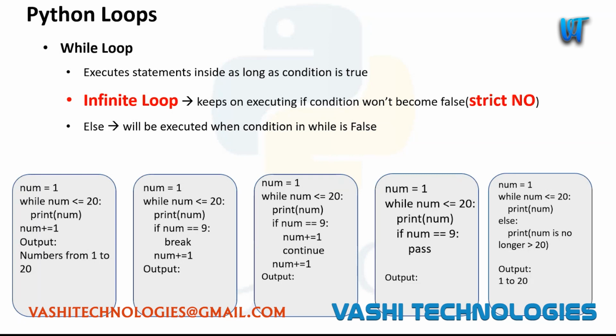As long as the condition is true, the statements within while will keep executing continuously. If you see the first one here, we have number equal to 1, and in this case, while the number is less than or equal to 20, as long as number is less than or equal to 20, it will keep on printing the number and increment it.